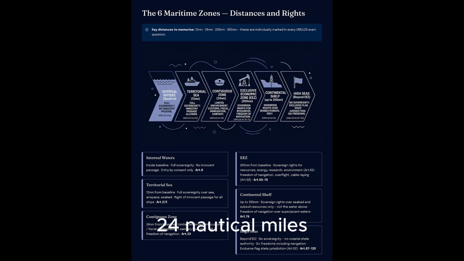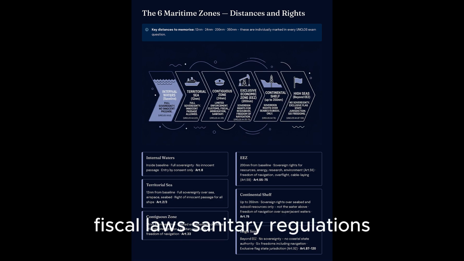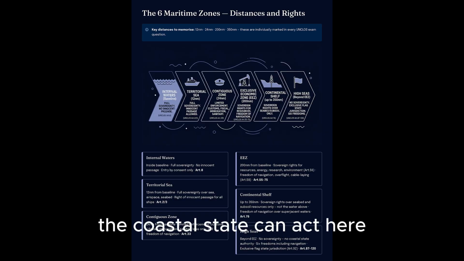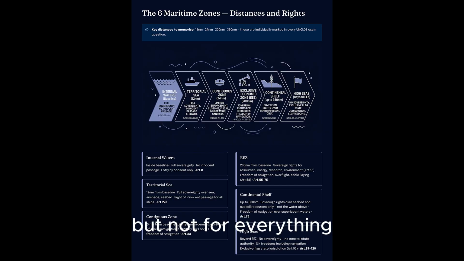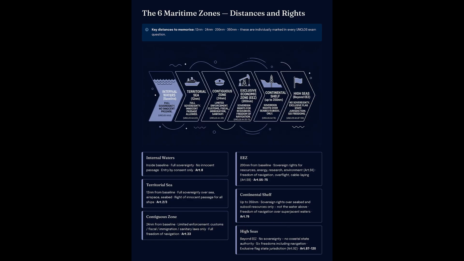Zone 3, the contiguous zone. 24 nautical miles. Article 33. Not sovereignty, limited enforcement only. Customs, immigration, fiscal laws, sanitary regulations. The coastal state can act here, but not for everything.